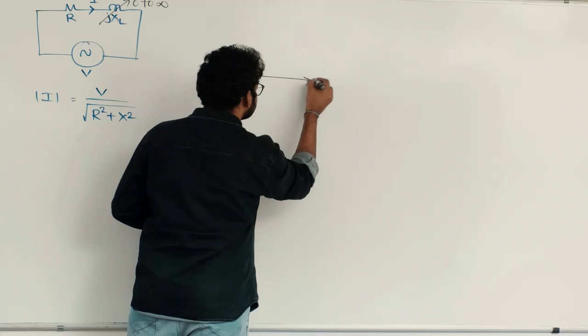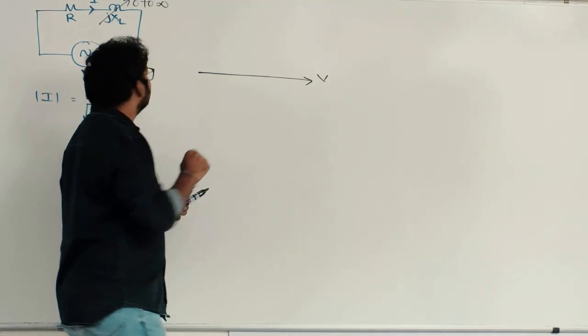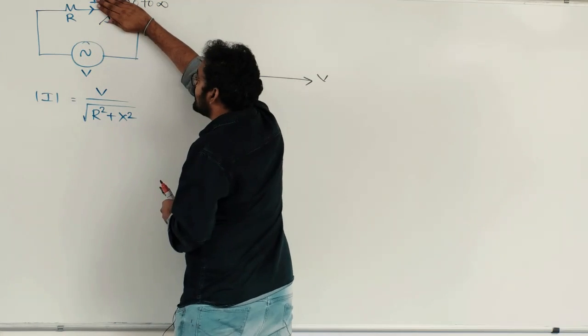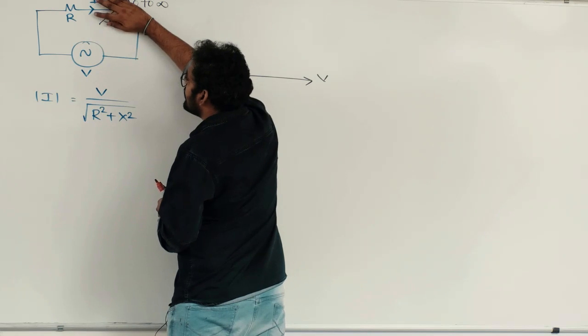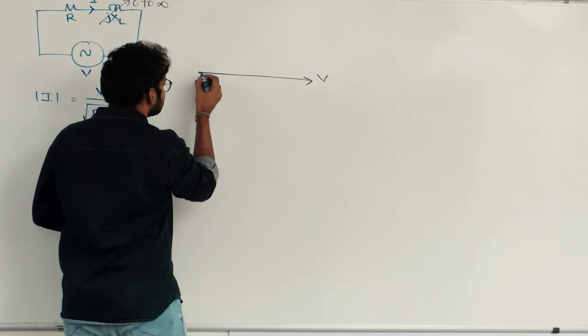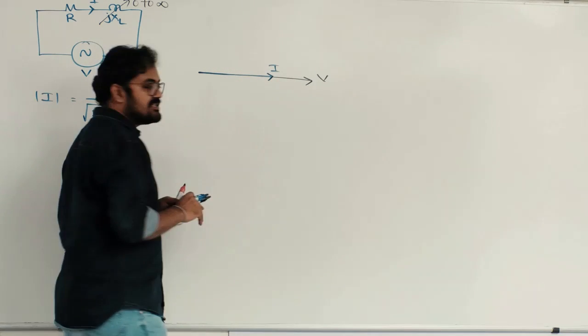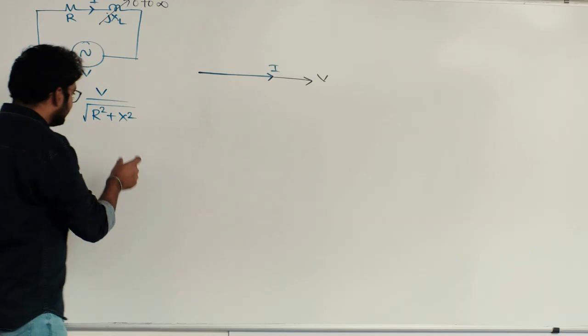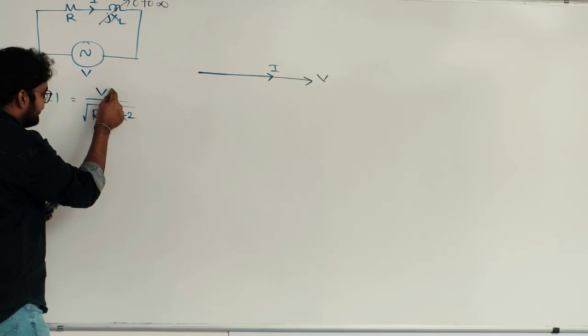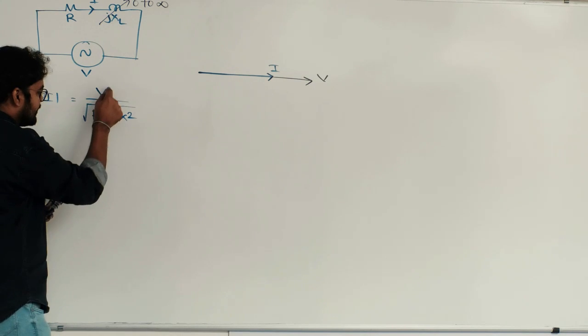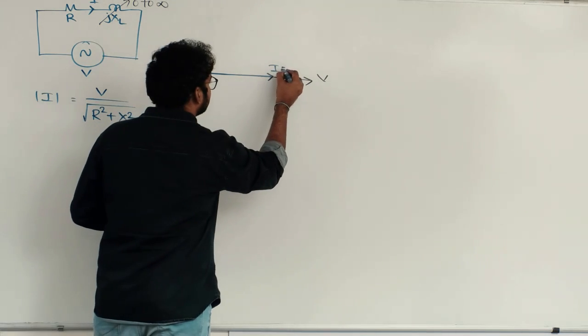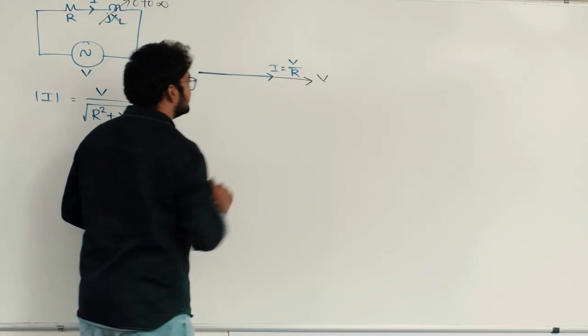You see, this is the voltage I am taking. Right now, this reactance is equal to 0. Therefore, circuit is purely resistive. Current will be in phase with voltage. And if I ask you what is the magnitude of that current, tell me. If reactance is 0, V by root over R square, that means simply V by R. This is equal to V by R.